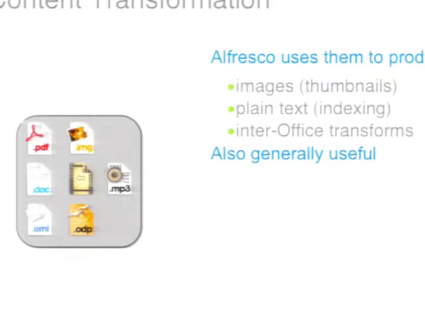The second thing then is content transformation. This is really about the real content. So this is about the picture in the image, and this is about the text within the document itself. And it's really about transforming that content from one MIME type to another.